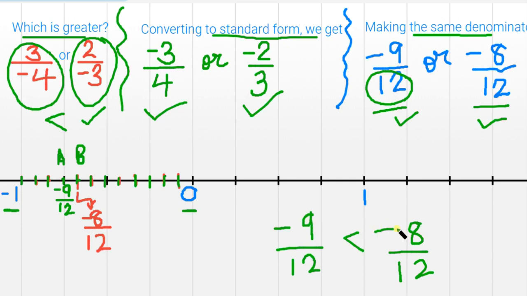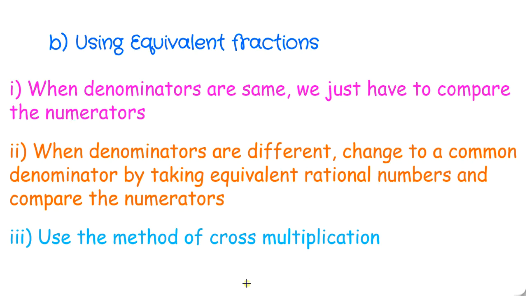Now let us just see another method of comparing two given negative rational numbers. So the second method of comparing two given negative rational numbers is by using the equivalent fractions. So again, there can be multiple cases for these methods. The first case can be where the denominators are same. So in that case, we just have to compare the numerators.